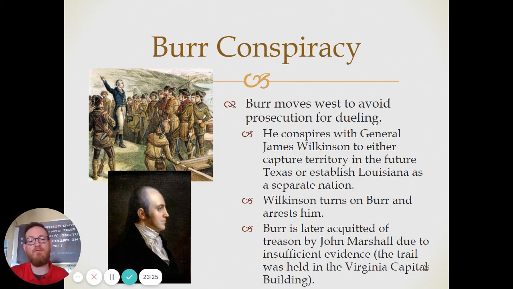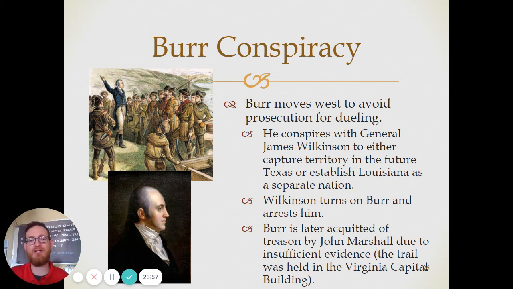So Burr kills Hamilton. Burr would move west to avoid any possible prosecution for the dueling there. He would eventually conspire with General James Wilkinson to either capture territory in the future Texas or try to establish Louisiana as a separate nation. So again, here goes Burr trying to create a new nation, which inevitably he'd probably be in charge of. I think Wilkinson may have realized, you know what, this probably isn't a great idea. And he would end up turning on Aaron Burr and arresting Aaron Burr.